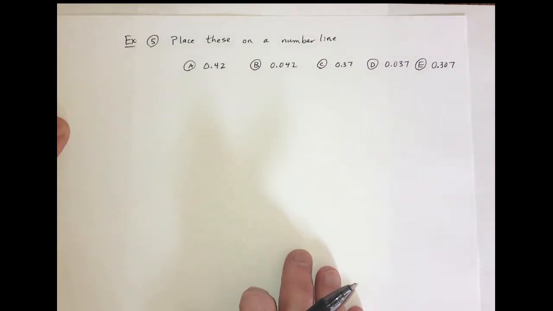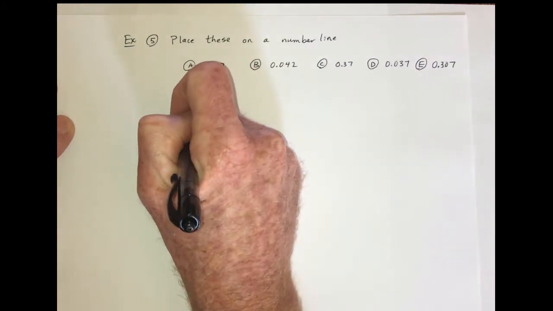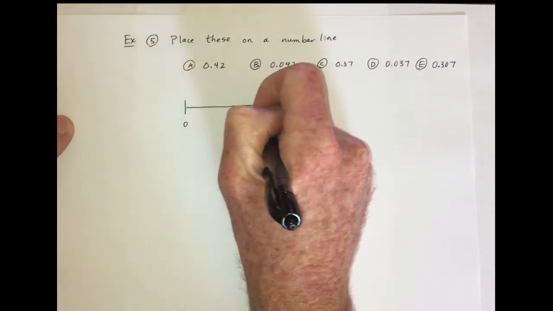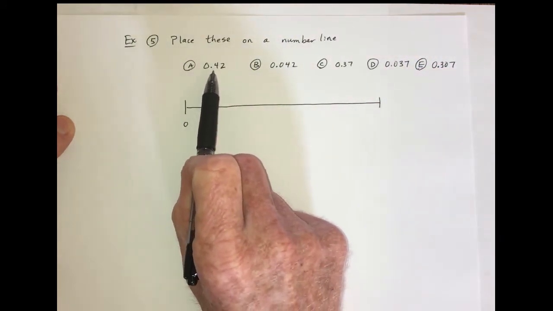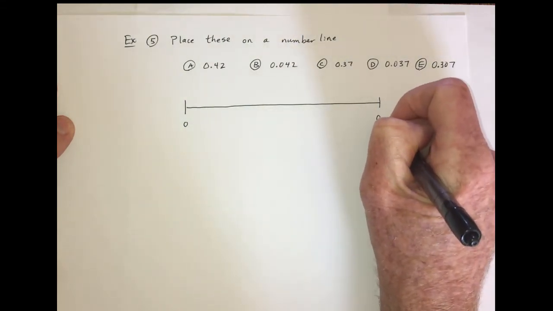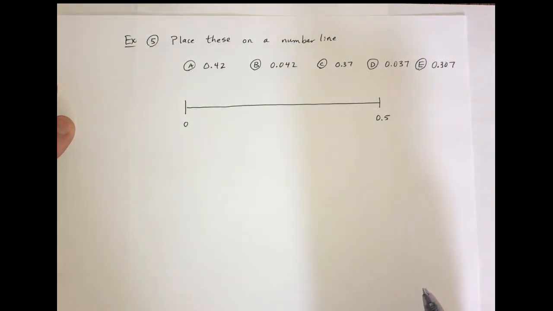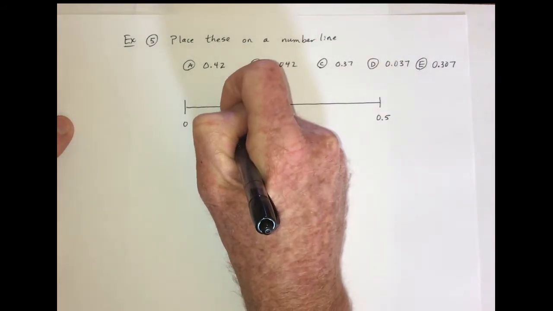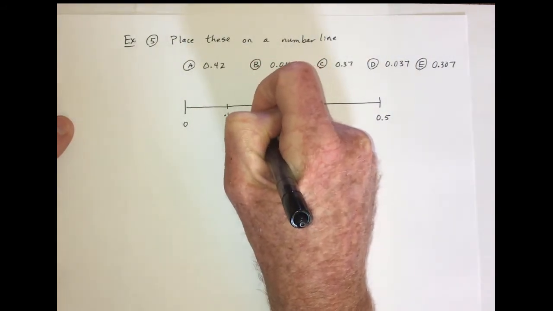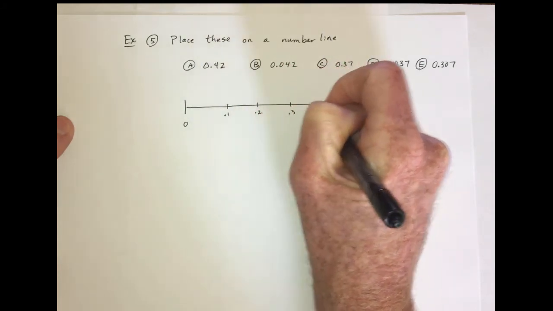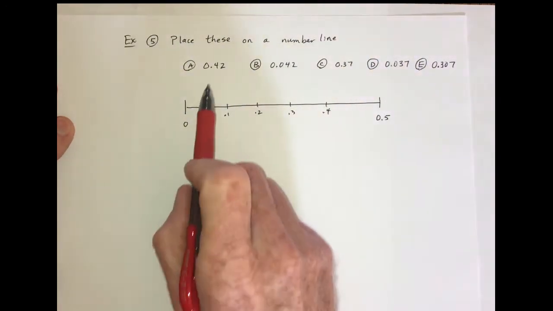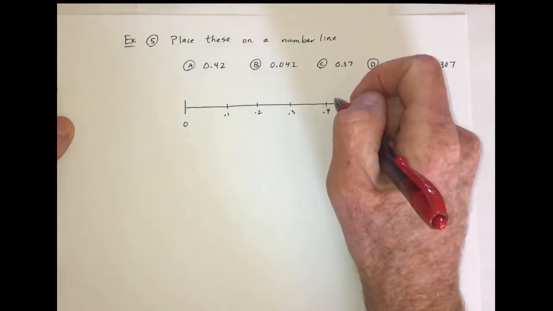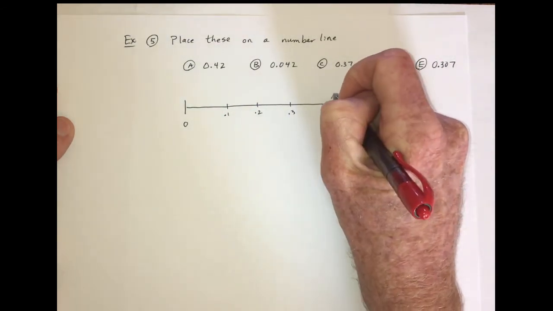So all of these numbers are pretty small. So when I draw the number line, I could start at 0. And then this is actually the biggest one, 0.42. So I'm going to call that 0.5 right there. So then this would be 0.1, 0.2, 0.3, 0.4, and then 0.5. So let's see. 0.42 means go to 0.4 and just a little bit to the right, and that's going to be A.